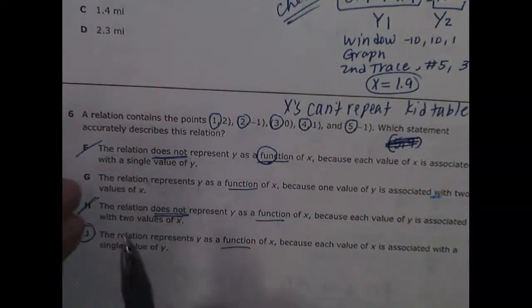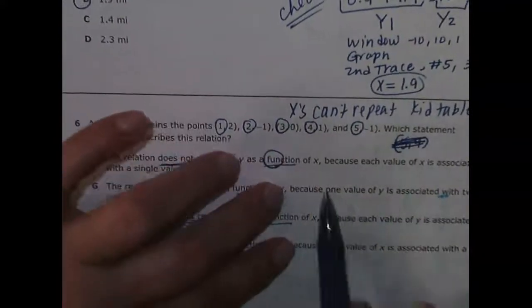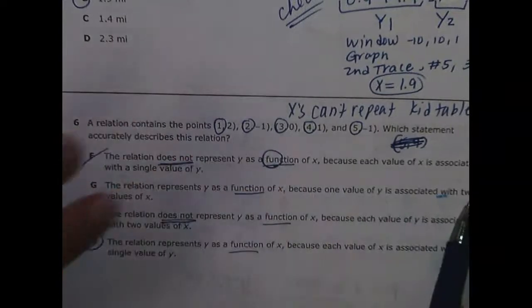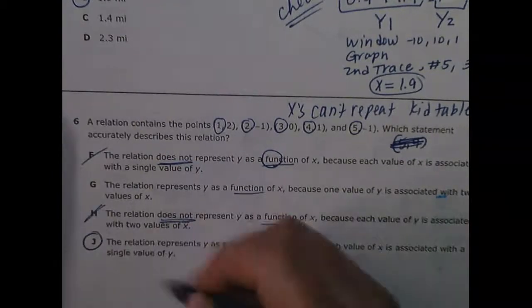Now, if you read these, that kind of answers the question. These things are all the same until you get here. It says 1 value of y, 2 x's, and this says each, which is 1 x is 1 y. It's a 1-to-1 ratio. Answer's J.